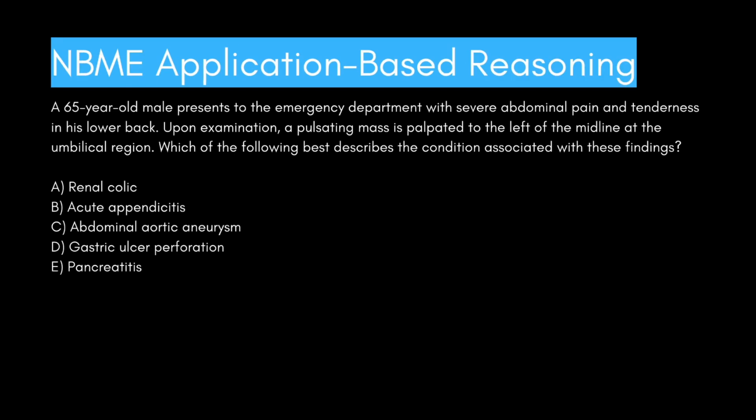All right, now that we're done with the content for the day, let's go ahead and do some NBME style review questions. We have a 65-year-old male who presents to the emergency department with severe abdominal pain and tenderness in his lower back. Upon examination, a pulsating mass is palpated to the left of the midline at the umbilical region. Which of the following best describes the condition associated with these findings?